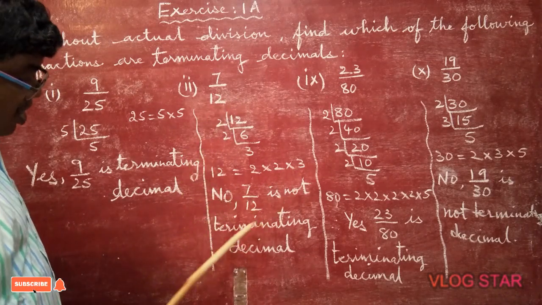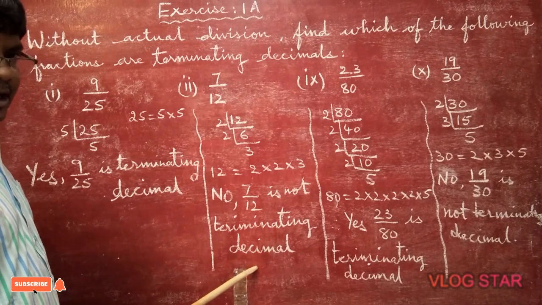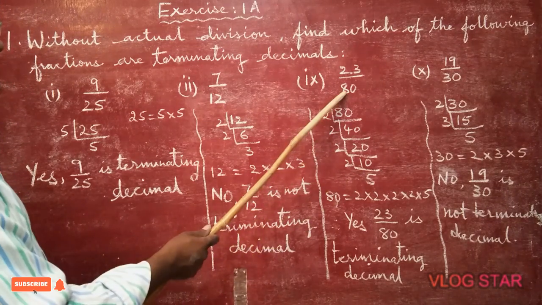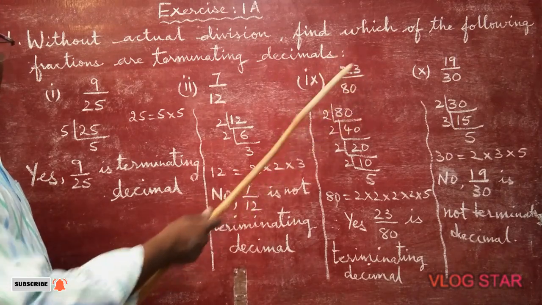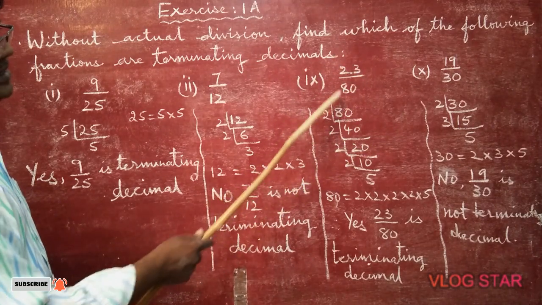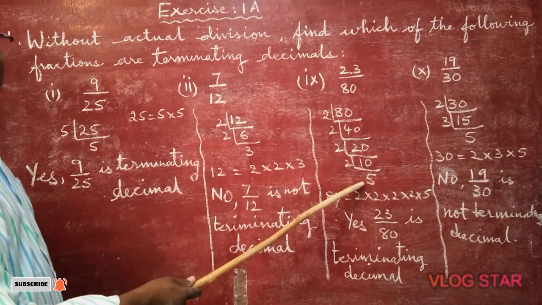7 by 12 is not a terminating decimal. Did you understand now? Clear? Coming to the denominator here, 80. We are not taking the complete division; we have to take the complete divide and we can show that one. But just by the denominator itself we are deciding.